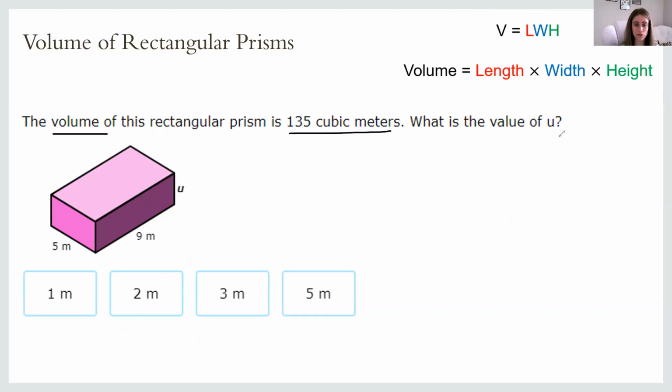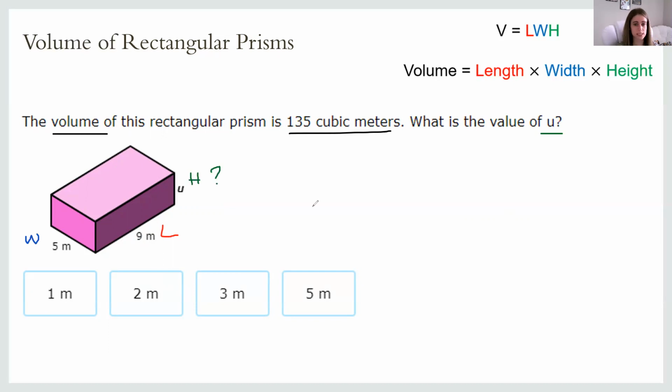Now, you have 2 options on how to solve this. One of them is like we did a little bit ago with cubes, where you take all of your answers, you plug them in, and see which one gives you the answer of 135. Or there's a second way you can solve it. That's what I'm going to show you this time around. Let's go ahead and start off by labeling our figure again. So our length is the longer side, which is 9. The width is the shorter side of 5. And then our height is what we don't know. Our height is our U.